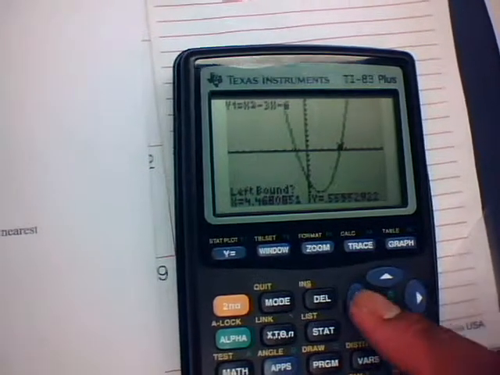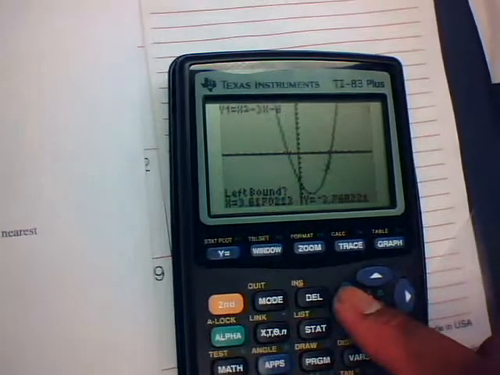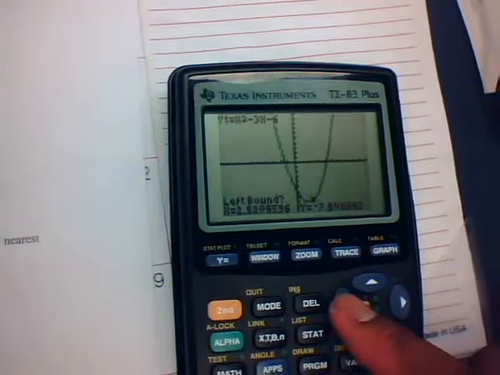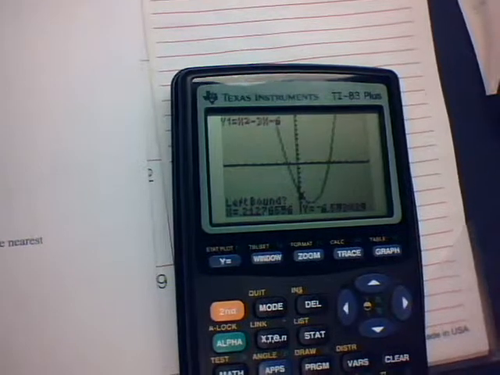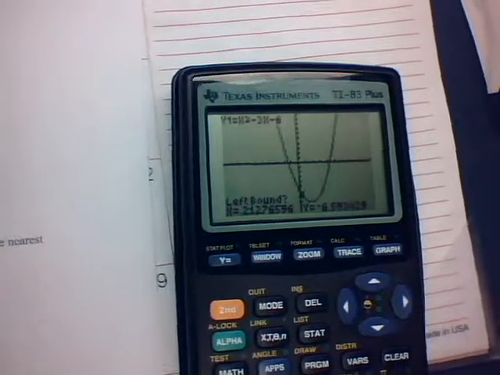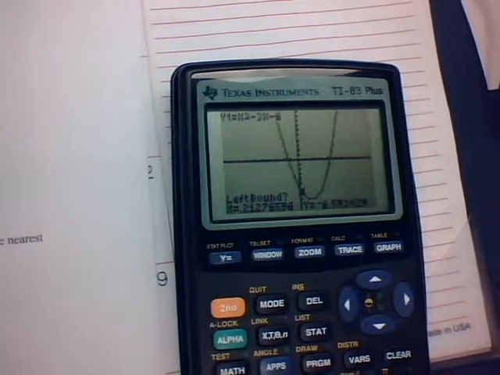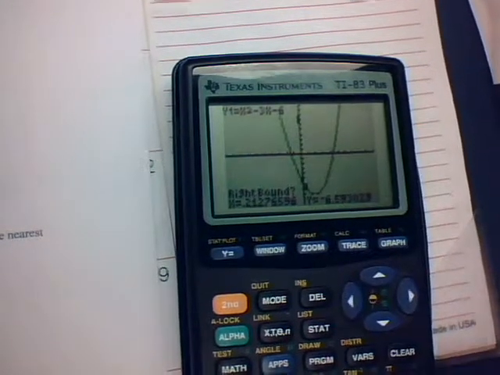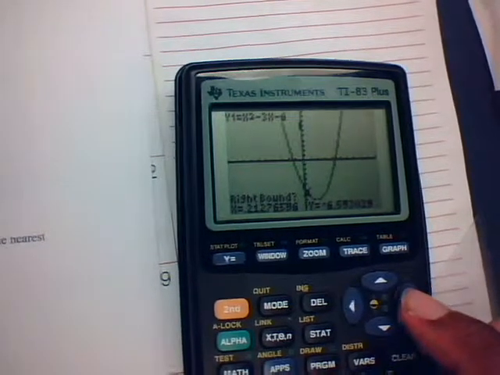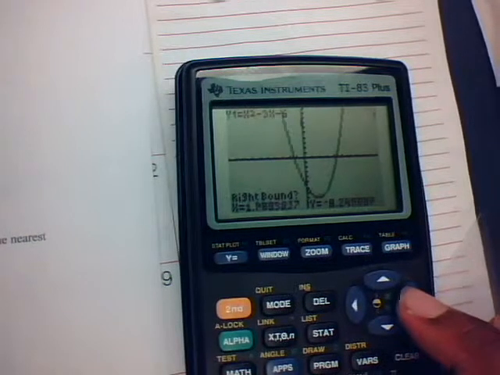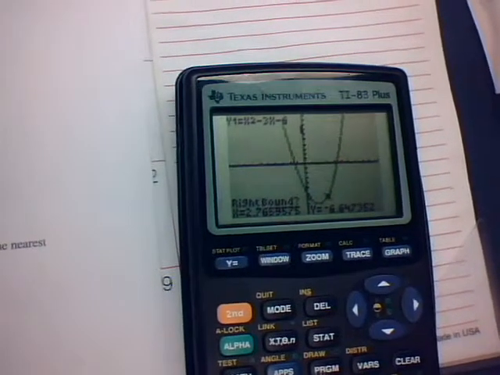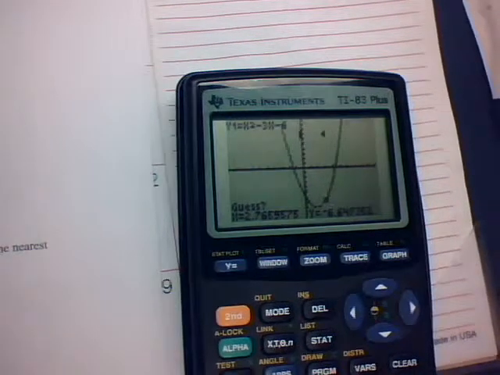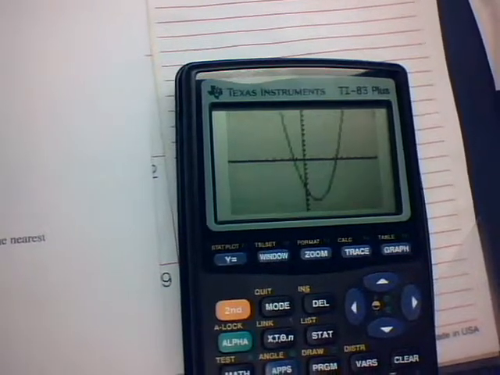And then for left bound, we want to use our left arrow key to put the cursor on the left-hand side of the lowest point of the graph. The blinking cursor needs to be on the left-hand side of the lowest point of that graph, and then press enter. Right bound, use your right arrow key to put the cursor on the right-hand side of the lowest point of that graph, and then press enter. Then after guess, go ahead and press enter.